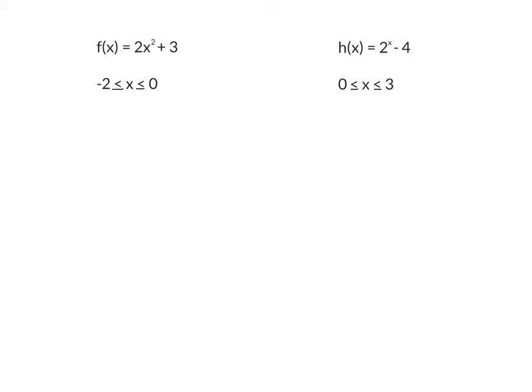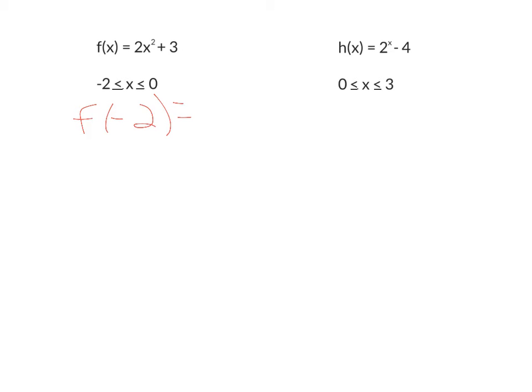Finally, we need to know how to find the average rate of change for a specific interval by looking at an equation. The first thing we need to do is plug in our endpoints of our interval into the function to identify the points. So my function on the left, f of x equals 2x squared plus 3, I need to find both f of negative 2 and f of 0.